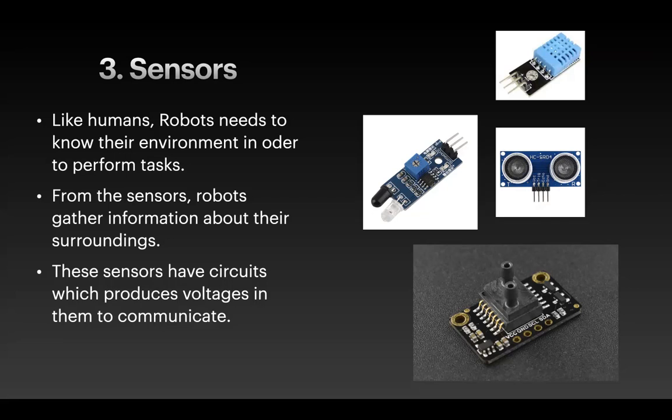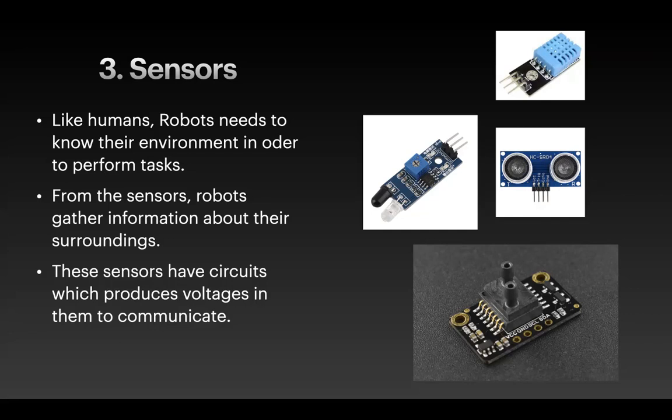And then this is an IR sensor, an IR transmitter and receiver sensor. We can use an array or set of these sensors to detect a line in a line following robot, right? So this is an IR sensor, and here you have an ultrasonic sensor.